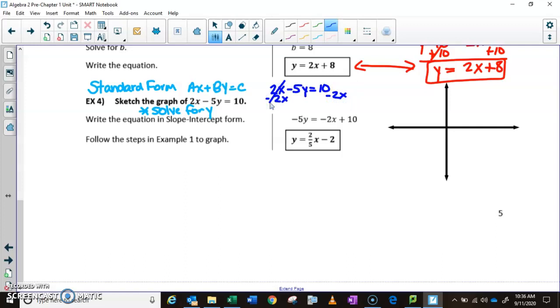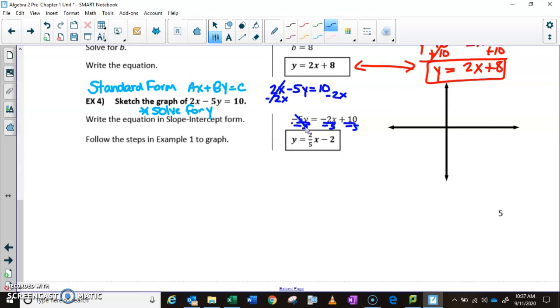The 2x's will cancel. We'll have negative 5y. On the right, 10 minus 2x, they're not like terms. We can't combine them. And I'm going to put the x term first so that it's already looking like slope-intercept form. Divide each term by that constant, negative 5. The negative 5's will cancel, and we'll have y equals negative divided by negative is positive 2/5 x, and 10 divided by negative 5 is negative 2. So y equals 2/5 x minus 2. So now we have our equation in slope-intercept form.